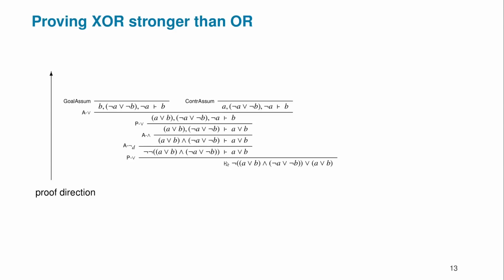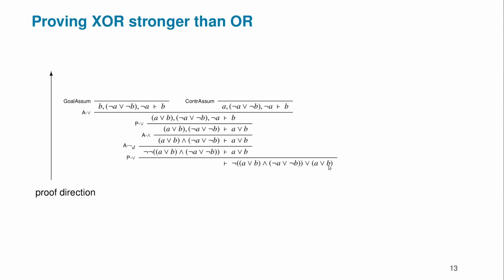We want to show that XOR is stronger than OR. Here I have a representation of the XOR in terms of disjunction, conjunction, and negation. So we have A or B and not A or not B. This is an XOR. In order to show that it's stronger, we say that this XOR formula implies A or B. So whenever the XOR is true, also the disjunction is true. And this is the implication, and we want to show that this formula is valid.